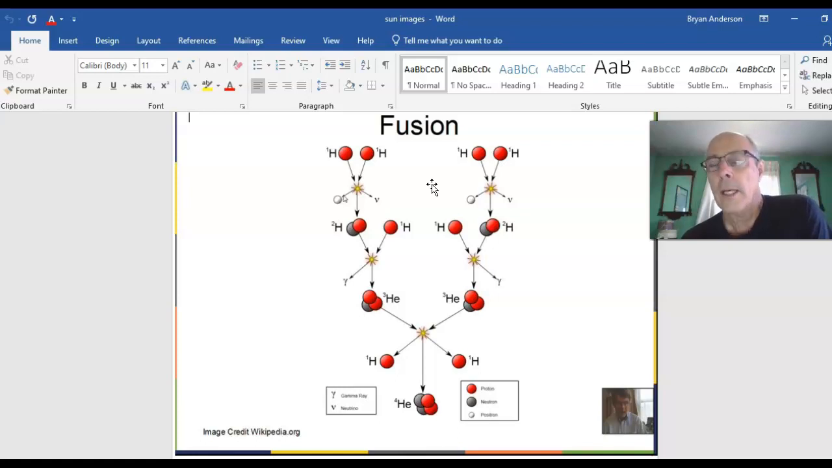Anyway, that's the stuff. It's a good thing that our sun has lots of hydrogen left and not so much helium. It'll burn for a long time.